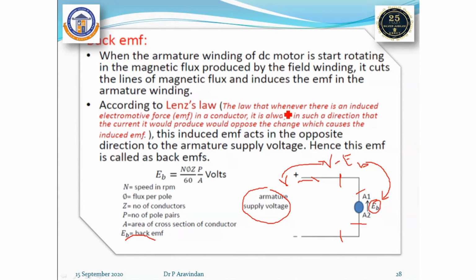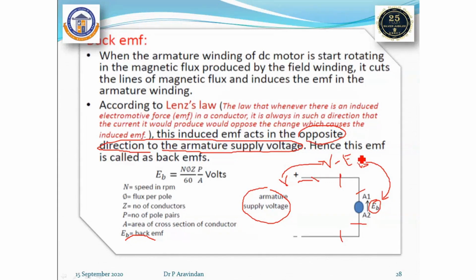You should always keep in mind the generator action of the motor. This will oppose the direction of the armature supply. This point is very important: the back EMF always opposes the direction of the armature supply voltage. This line is very important.